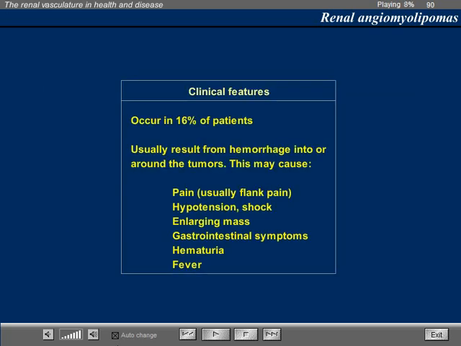Symptomatic renal angiomyolipomas has been reported as occurring in 16% of patients, and usually is due to hemorrhage into or around the tumor. This may cause pain, which is usually in the flank, hypotension and shock, an enlarging mass, gastrointestinal symptoms, hematuria, a palpable mass, and fever.